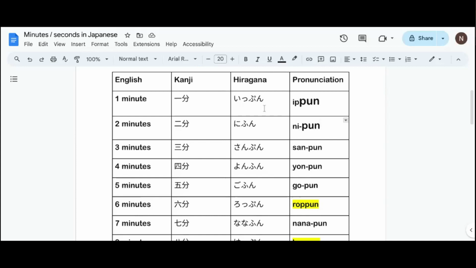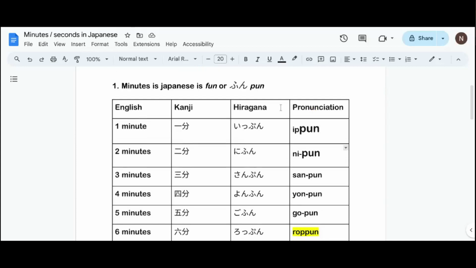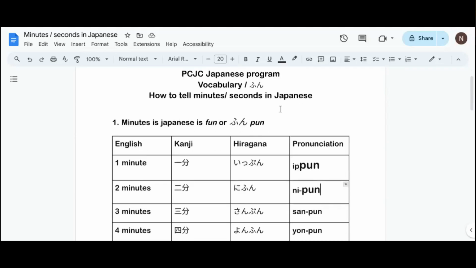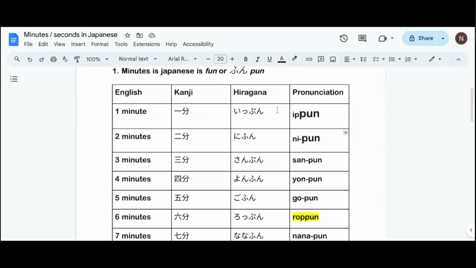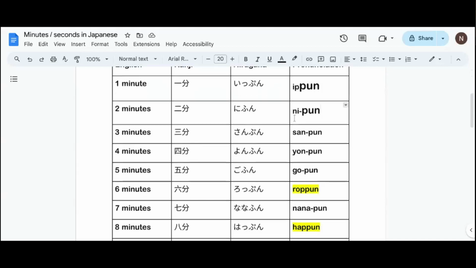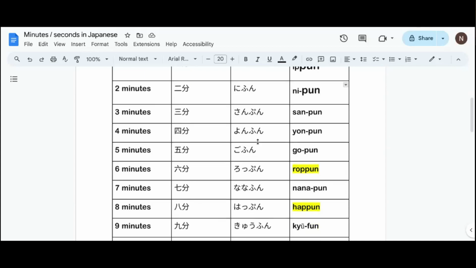Okay, so the same with telling the minutes. We're not going to say ichipun. No, it's wrong. But only ippun. Okay. Then nihun. Okay. Nifun for 2 minutes, three minutes is sanpun, 4 minutes is yonpun, gofun.